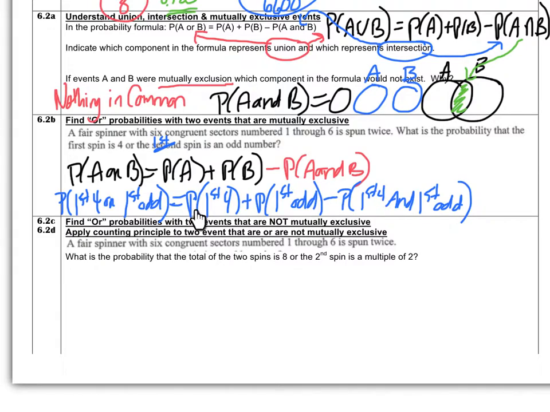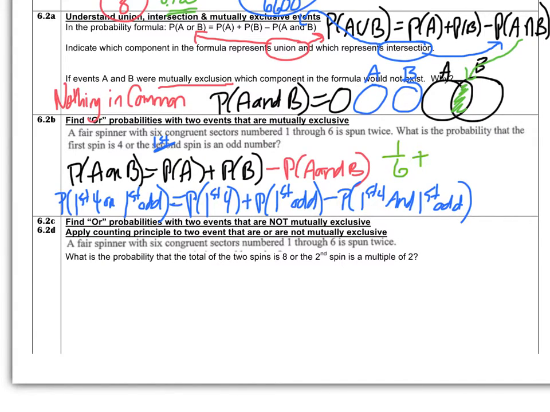It would be first find the probability the first is a 4, add to it the probability the first is odd, and then subtract if the first is a 4 and the first is an odd. Keep in mind an OR probability in most cases always means to add and not to multiply. So let's go ahead and do this. The probability that the first spin is a 4. Well, there's 6 outcomes on the first spinner, so the probability that it's a 4 would be 1/6.